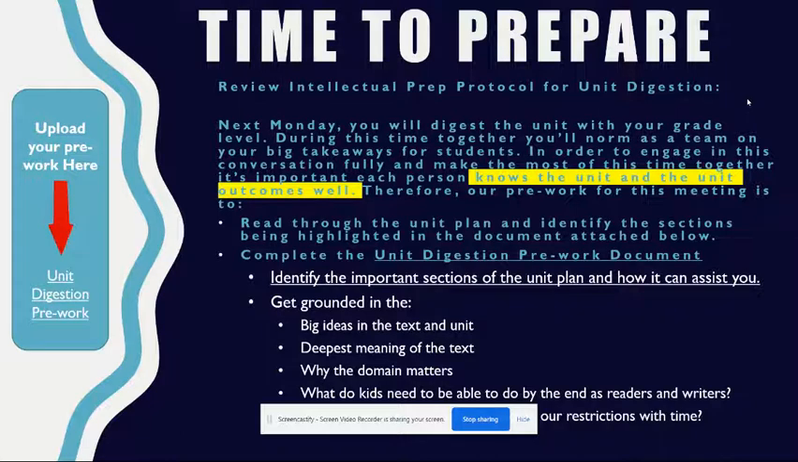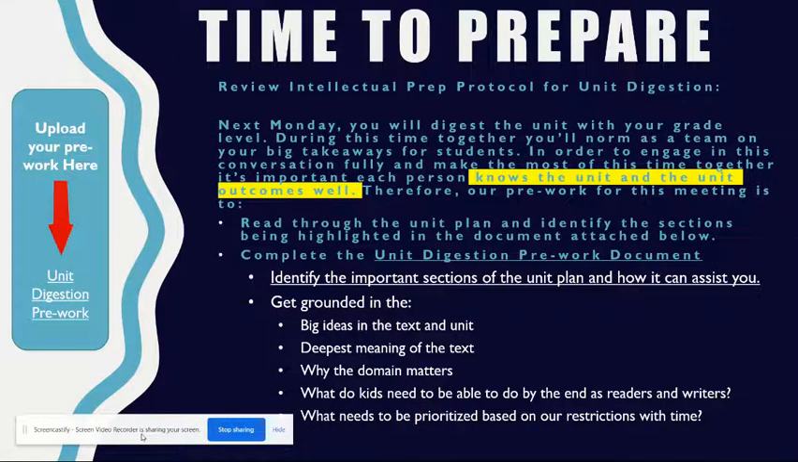I also find this time to be really helpful when being able to collaborate with other members who have already gone through this unit. You'll read through the unit plan and identify the sections that are highlighted within the document, but we're going to ask that you complete this document. When you are in Nearpod, you'll see it come up, as well as in the participant packet that I attached, you'll find it there. So you're going to complete the unit digestion pre-work document, and I want you to identify the important sections of the unit plan and how it can assist you.